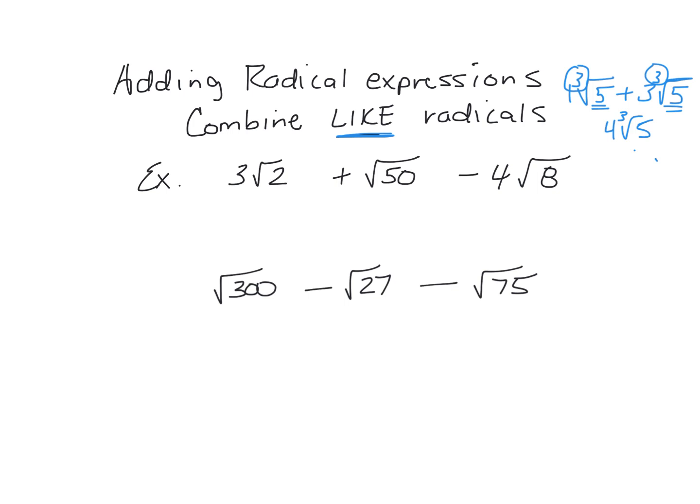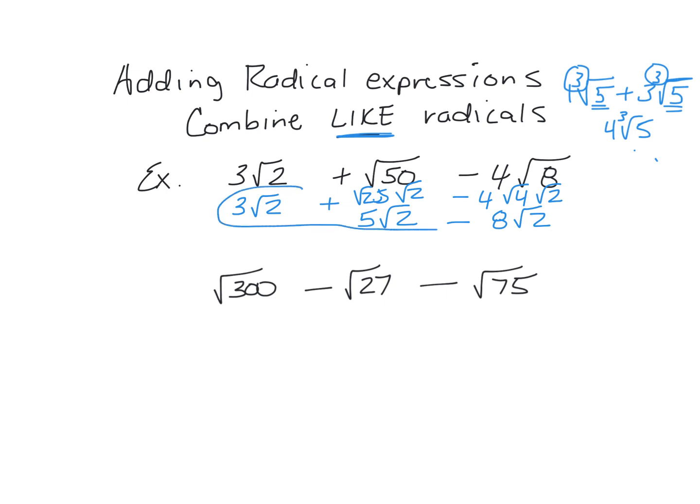So examples here, adding these radicals, the first thing I'd do is simplify them. 3 root 2 I cannot simplify. Root 50 could be broken up into root 25 times root 2, which would then be 5 root 2. And root 8 could be broken up into root 4 times root 2. So then I have 4 times 2, which is 8 root 2.